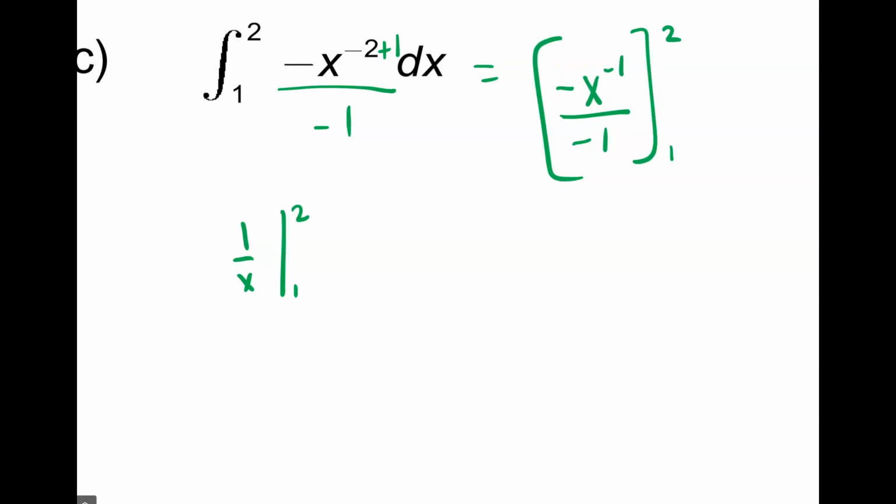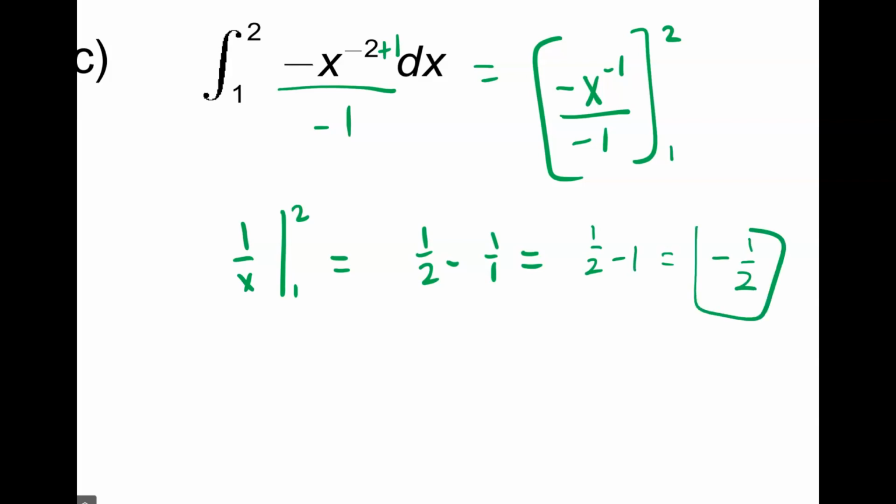Cool. Okay, so we have to evaluate from 1 to 2. So I have 1 over 2 minus 1 over 1. That's just 1/2 minus 1, so it's just going to be negative 1/2. What does this mean about our graph? This area is going to be negative, there's more below the x-axis than on top.